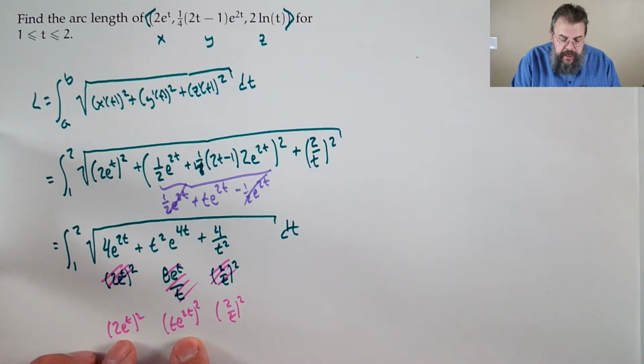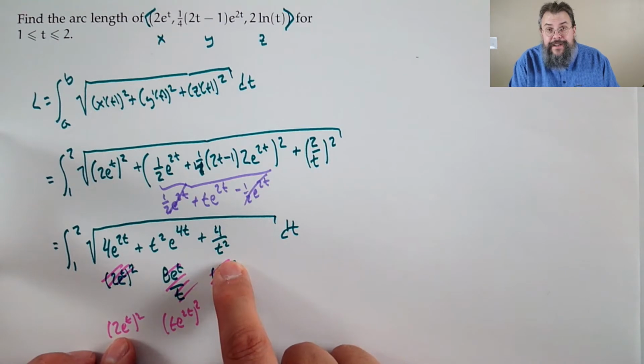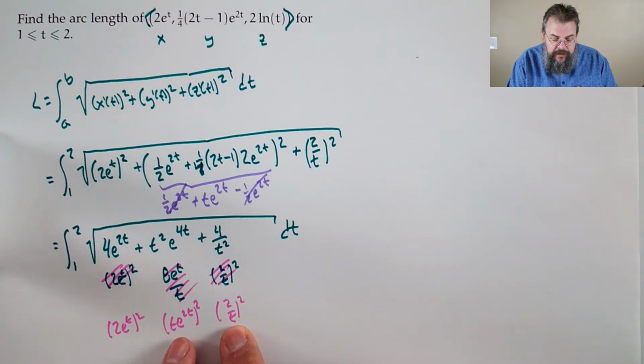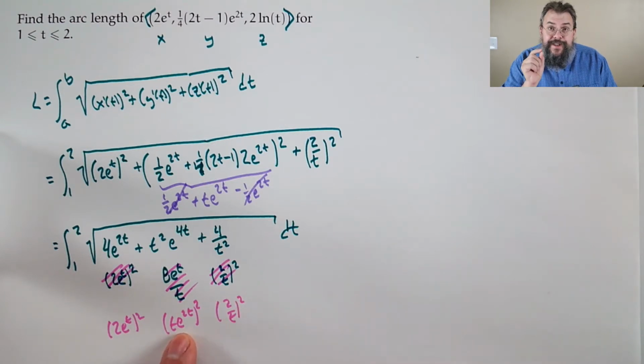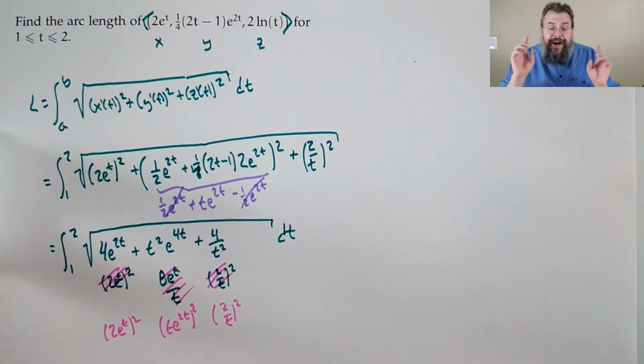Well, what if this were the a and the b? Then if we multiply these together, we would get 2te to the 3t. Now that does not match 4 over t squared. What if this were a and b? Well, what would we have? The t's would cancel, and we get a 2e to the 2t. But remember, there's an extra 2 in there, 2ab. That does match. Aha! It is a perfect square. We just have to do some rearranging.